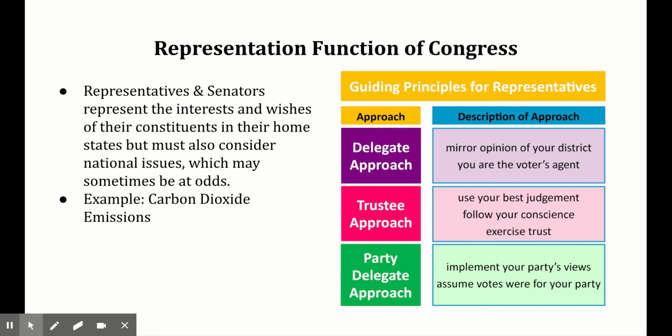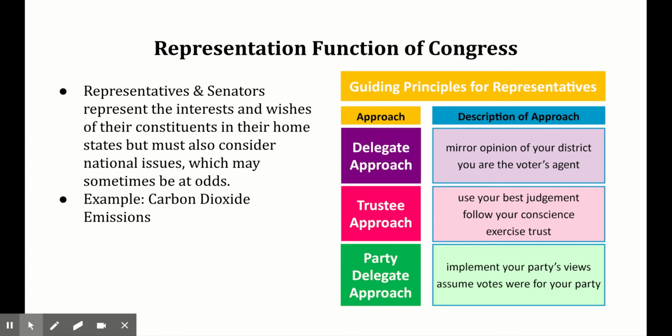Then you have the trustee approach, which allows the representative to use their best judgment when considering what to do. Yes, it might hurt the Ohio coal workers. However, in the long run, this is going to be really good for the planet or really good for the nation. So that would be the trustee approach, where yes, they might be voting technically against their constituents' interests in the short run, but they're trying to use their best judgment, following their conscience, trusting their gut, and making the best decision that they see as possible and available.